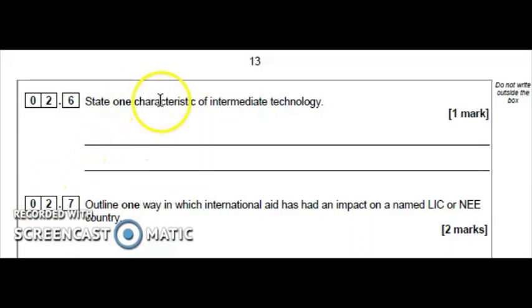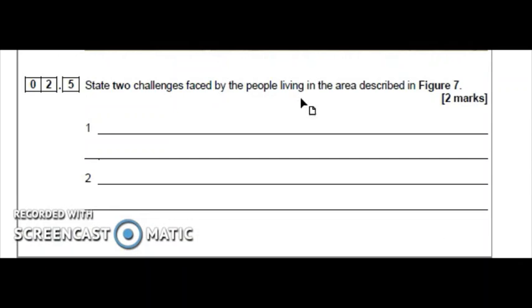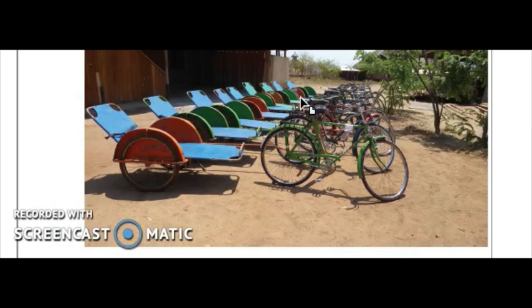2.6. State 1 characteristic of something called intermediate technology. Now, if we just scroll up, these ambulance bikes are an example of intermediate technology. Now, we can't argue that these are the best things that we can do to help these people, because we can just buy them ambulances.